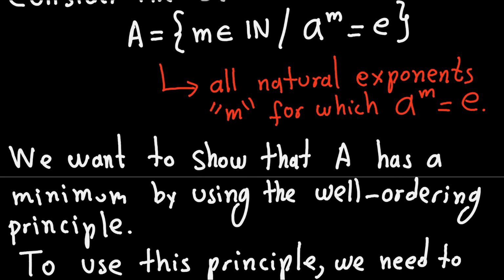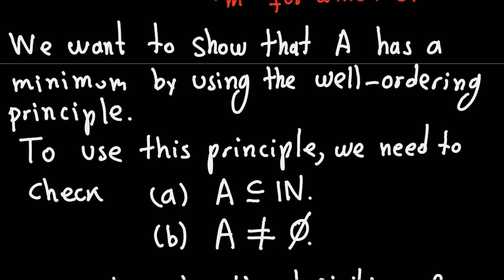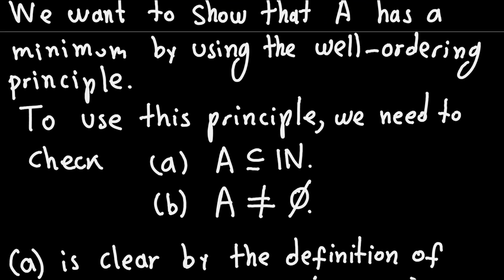And that's what I say here. We want to show that A has a minimum by using the well-ordering principle. That's the plan: to use the well-ordering principle for this set A. Now, if you already watched the video on the well-ordering principle, to use it, we need to check two things. The first thing is that the set A is a subset of the natural numbers. The second thing is that the set A is non-empty. Both things are important to check. If you don't know why, go back and watch the video on the well-ordering principle.